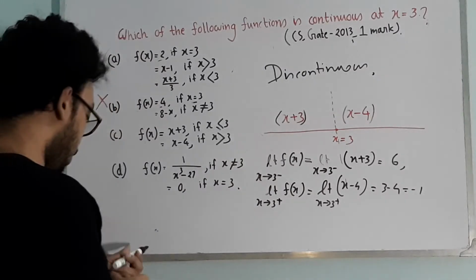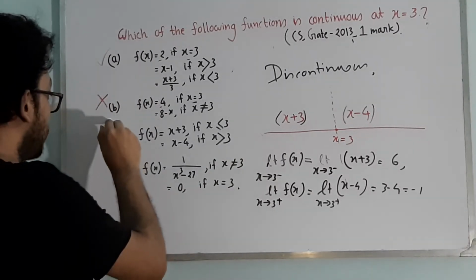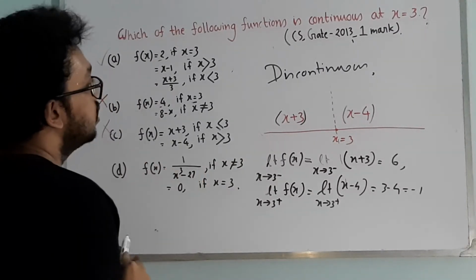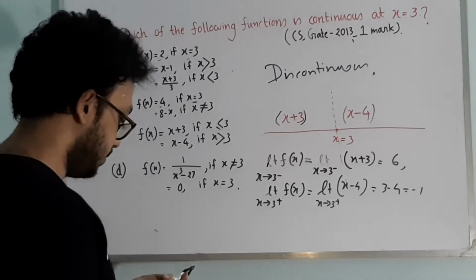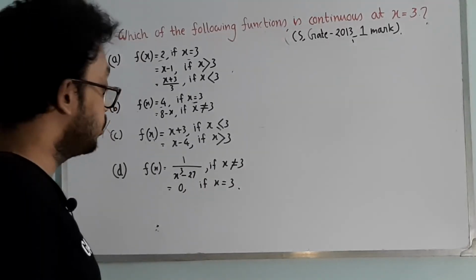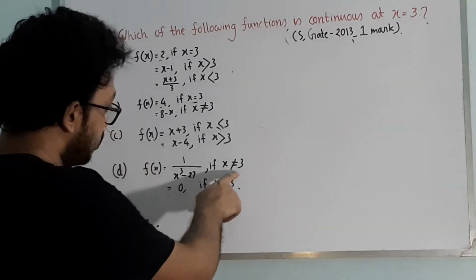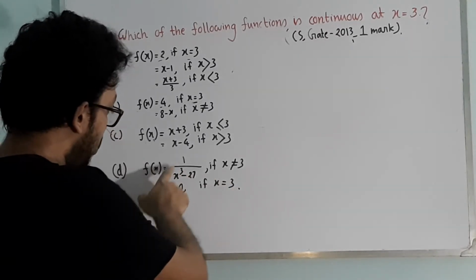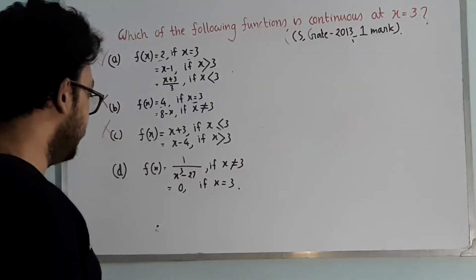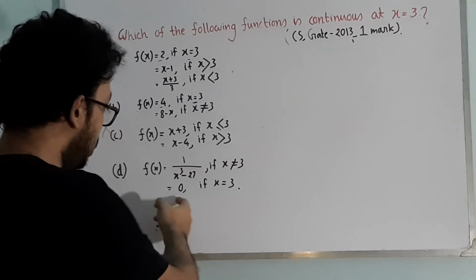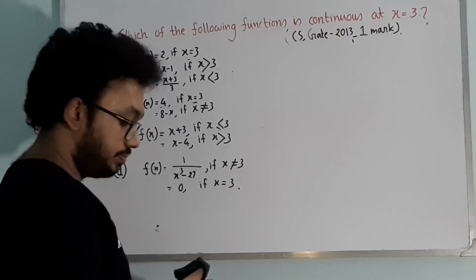So you observe that option C is also not a correct option because the function is not continuous at x equal to 3, right? So now let us come to the fourth option. The fourth option says that if x is not equal to 3, f(x) equal to 1 divided by x cube minus 27, and if x equal to 3, then f(x) is 0, right?